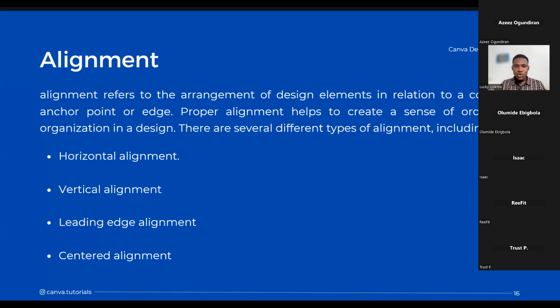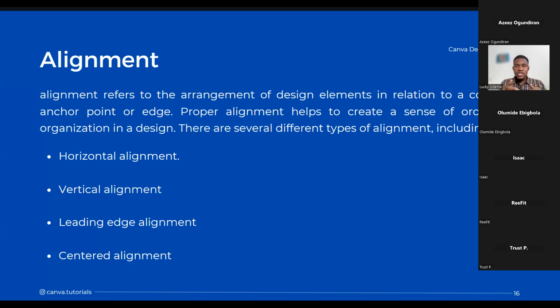And alignment could be horizontal alignment, it could be vertical alignment. Horizontal alignment means you are aligning your work to the horizontal axis. Vertical alignment means you are aligning it to the vertical axis. And this could be, let's say, left alignment, and it could also be right alignment. Okay. Then leading edge alignment.